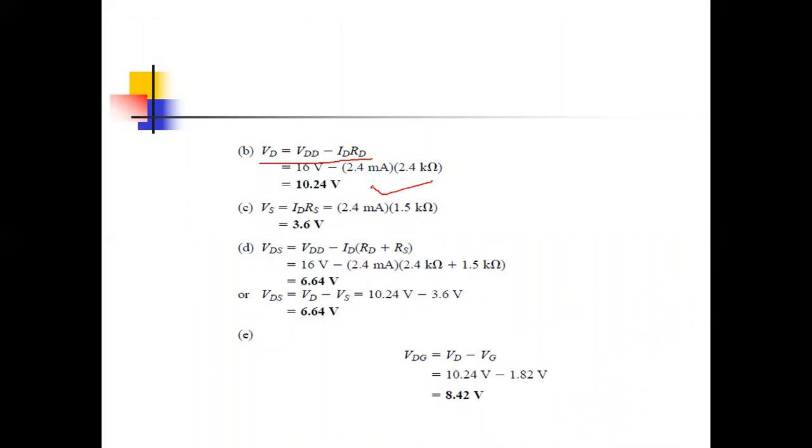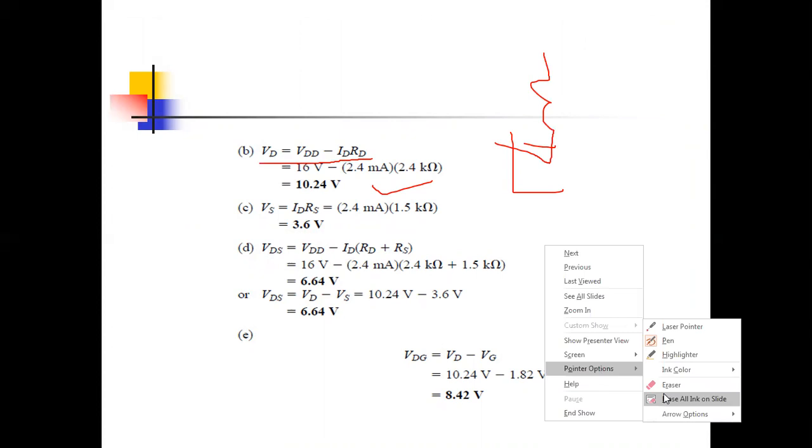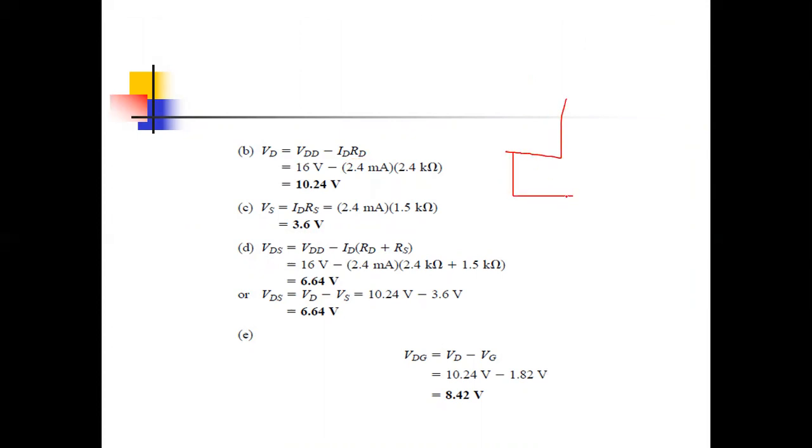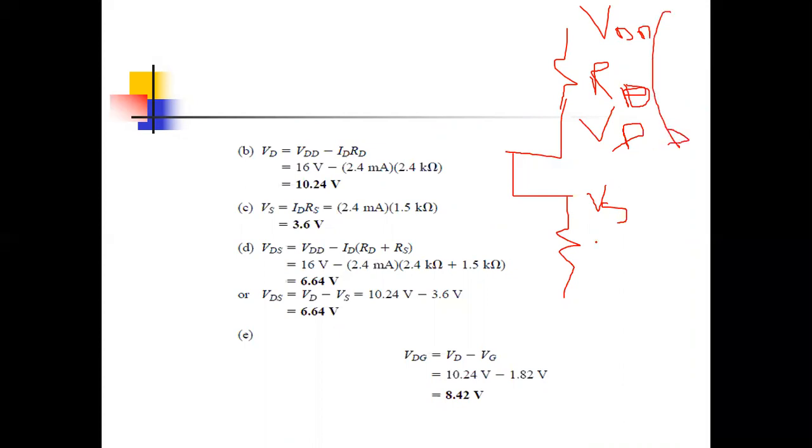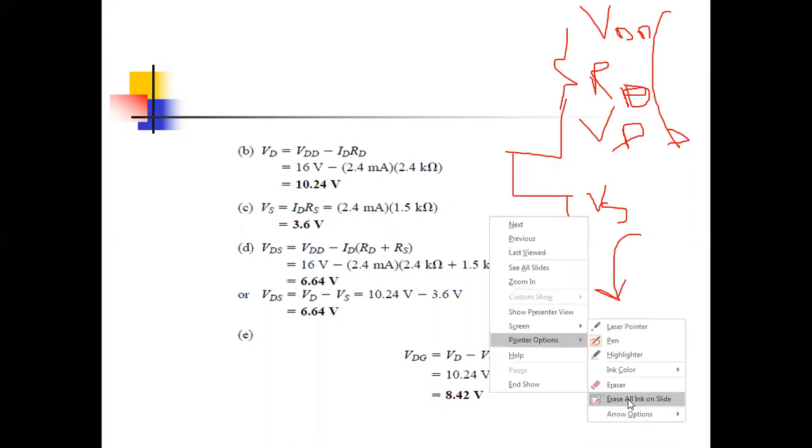So this is VD. Now VS: this is your RD, and this is your RS, so it is your VS. VD is at the upper part. In the upper part, what is the resistance? RD. And this is your VDD. So for VD you have applied KVL in the upper part only, up to here only. And for VS, in the downside only, that is ID RS.